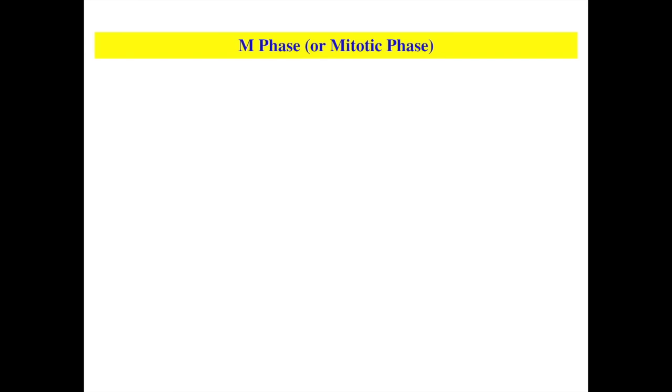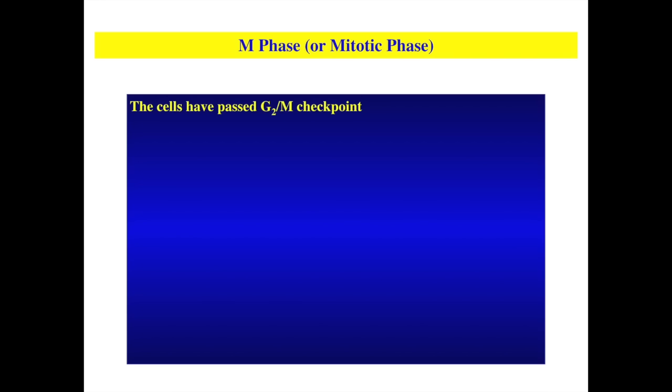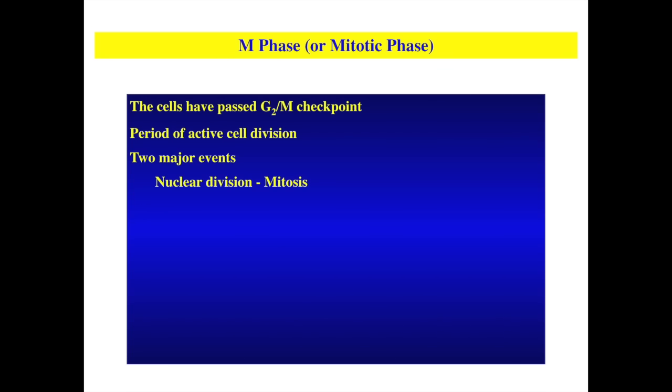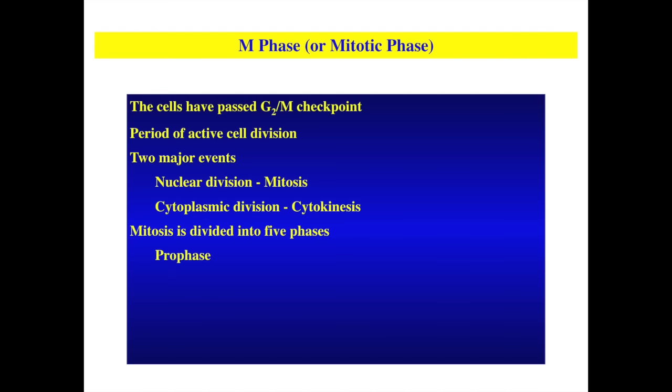In M phase, or the mitotic phase, cells have passed the G2M checkpoint, and these checkpoints, there's a whole regulatory network of proteins that control where a cell is in the cell cycle. The M phase is a period of active cell division. It has two major events: the nuclear division, mitosis, and the cytoplasmic division, cytokinesis. Mitosis is divided into 5 phases: prophase, prometaphase, metaphase, anaphase, and telophase.